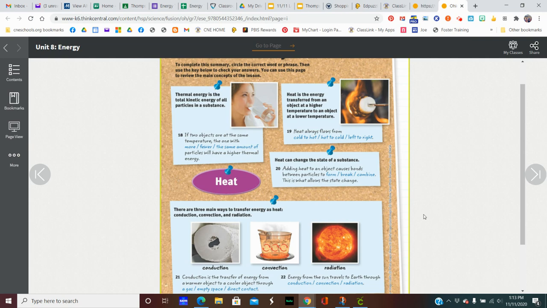All right, let's look at our answers real quick. So two objects are at the same temperature, the one with more particles, because we're talking about the sum. So if you have more particles, you're going to have more thermal energy. Number 19, heat always goes from hot to cold, the warmer object to the colder object, higher temperature to the lower temperature. If you add heat to an object, so we're going to heat it up, it's going to cause the particles to break. So by adding heat, we're going to make them move faster and the particles are going to break. Conduction is that direct contact. And if it's coming from the sun, we know that's radiation.